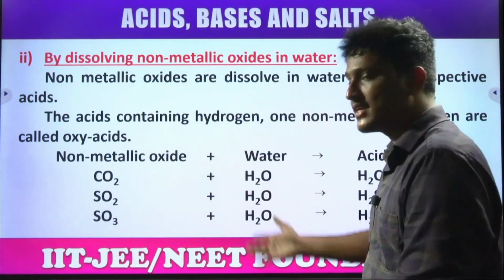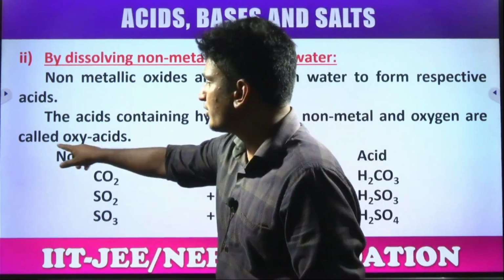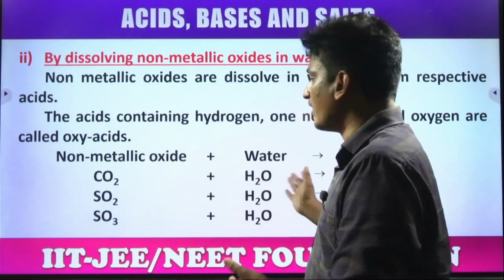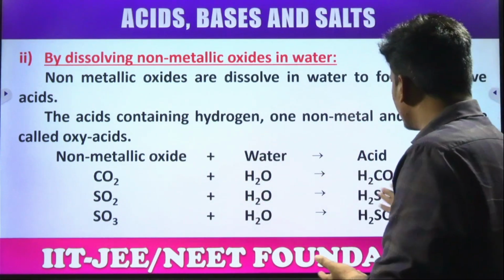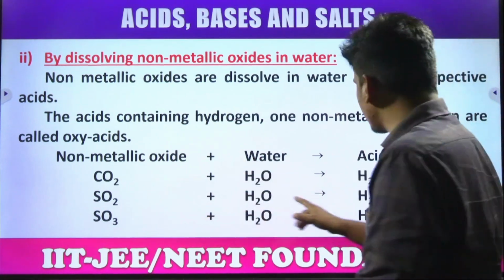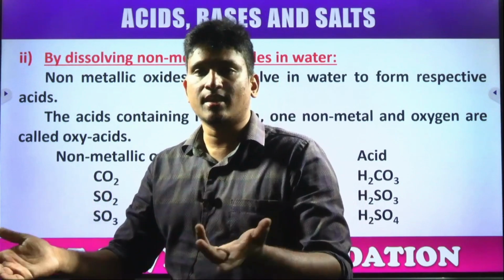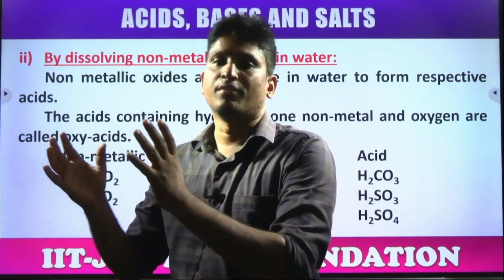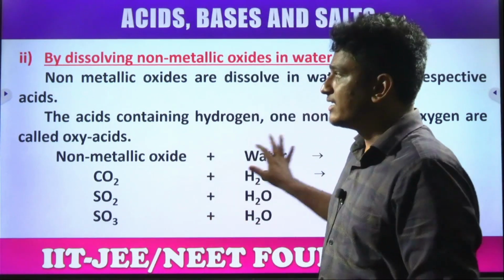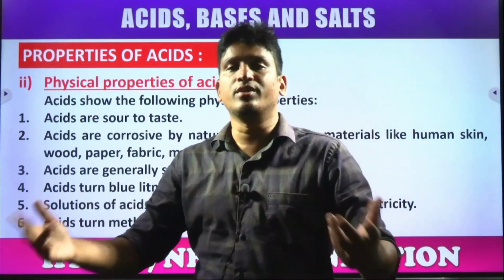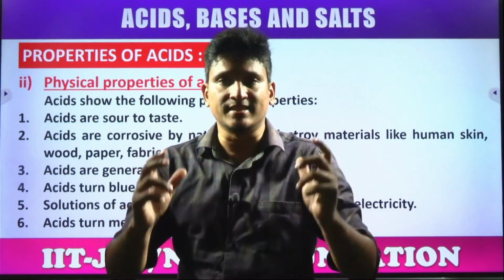You can see from all these examples, when these non-metallic oxides dissolve in water, in general they produce oxy acids, and you can see the combinations. They produce carbonic acid from carbon dioxide, sulfurous acid from sulfur dioxide, sulfuric acid from sulfur trioxide, as well as nitric acid, nitrous acid from nitrogen dioxide, and phosphoric acid, phosphorous acid from phosphorus pentoxide. Ultimately, these acids can be produced from the respective non-metallic oxides. Why? Because they are also acidic in nature.